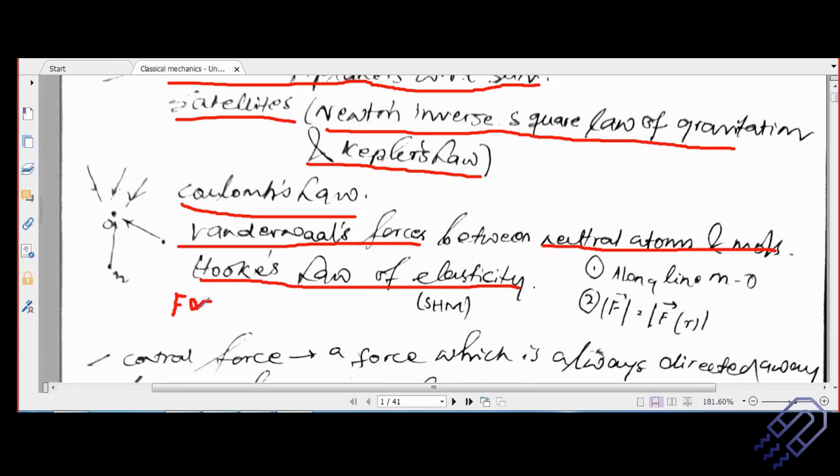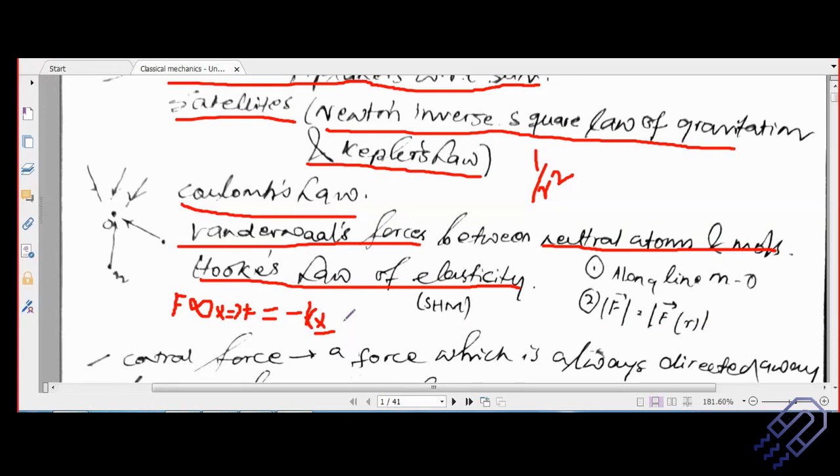If we say F is proportional to x, this x is nothing but the displacement from the mean position. And if you remember, this displacement is opposite to the direction of force, so we can always take it to be minus kx. These examples all come under central force. So you see the form is not fixed. In the inverse square law, this is 1 by r square and depends on the distance, but here the force is directly proportional to the displacement x.